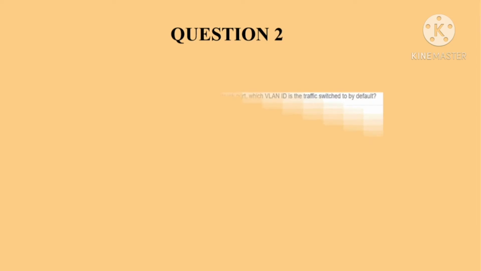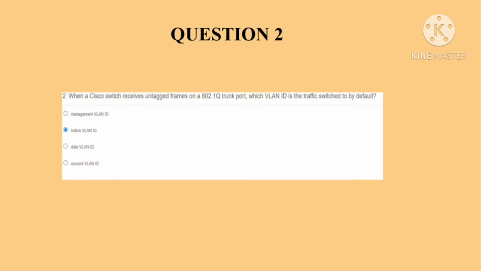For the question number 2, when a Cisco switch receives untagged frames on an 802.1q trunk port, which VLAN ID is the traffic switched to by default? So the answer for question number 2 is native VLAN ID.